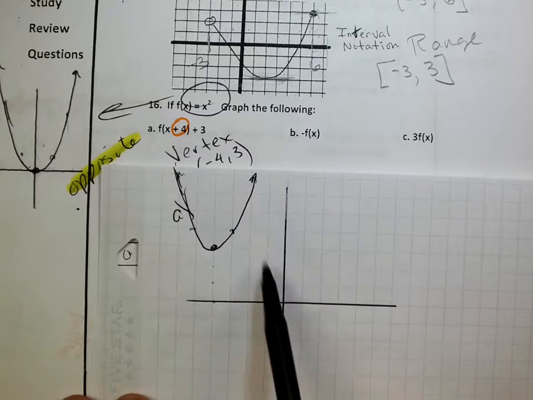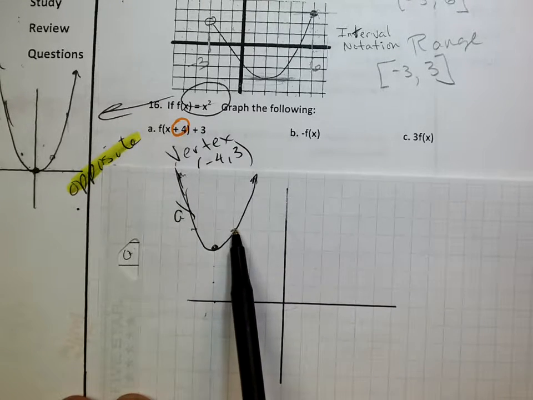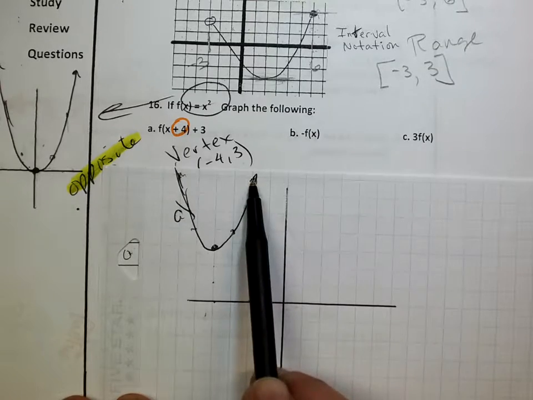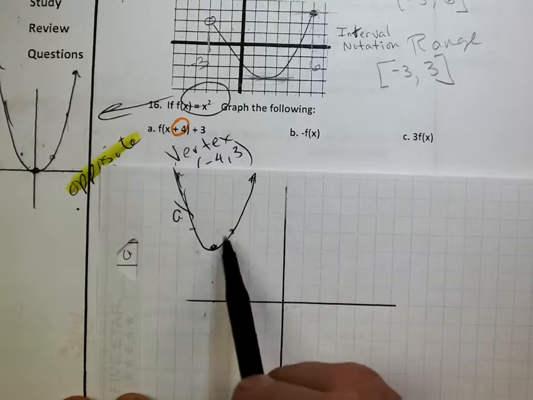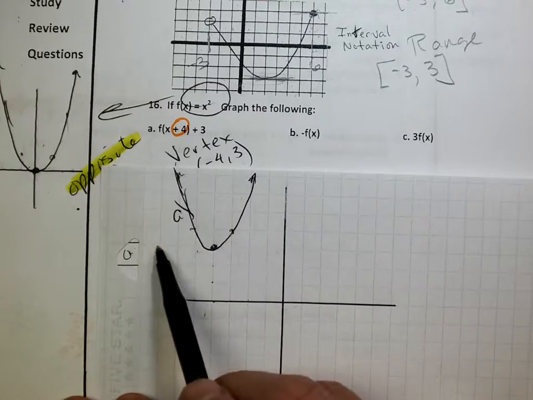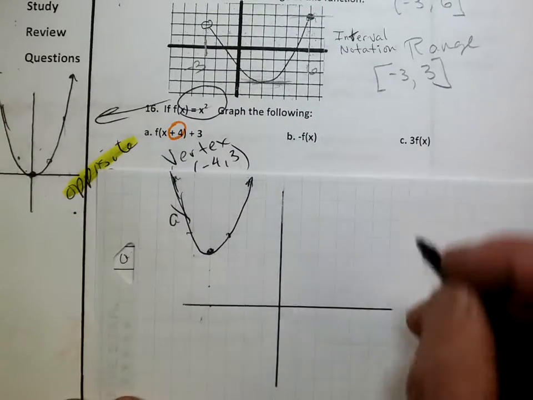So I went to the vertex, negative 4, 3. It's a parabola. 1 squared is 1, 2 squared is 4, 3 squared is 9, which I didn't make my graph paper big enough. Negative 1 squared is 1, negative 2 squared is 4, negative 3 squared, again I didn't make my graph paper big enough, but okay, B, let's do B.